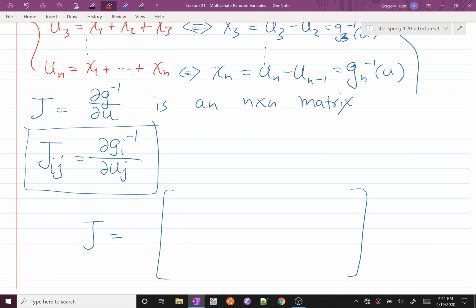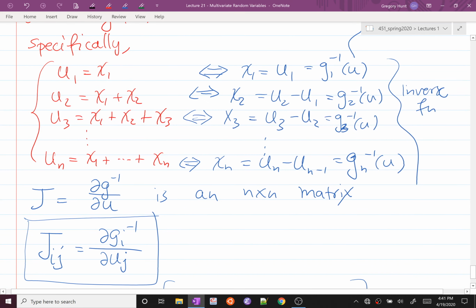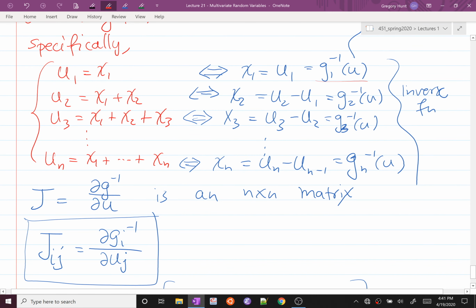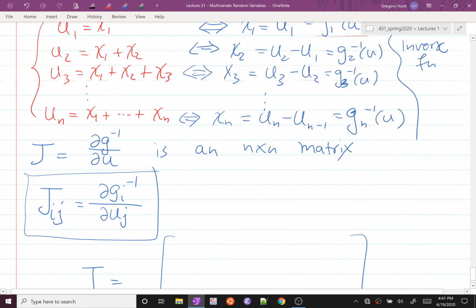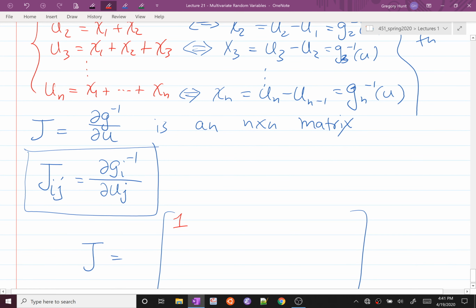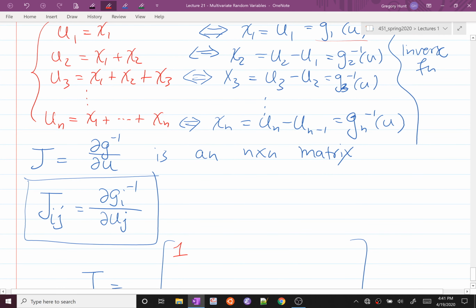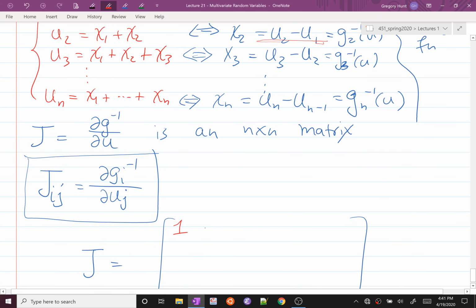Okay, so the first row of my Jacobian matrix here is going to be the derivative of all of the different inverse functions with respect to u1. Well, if I look at my inverse functions, the derivative of the first one, g1 inverse, with respect to u1, is 1. So I'll get a 1. Derivative of the second one, which is this one, I will get a negative 1.